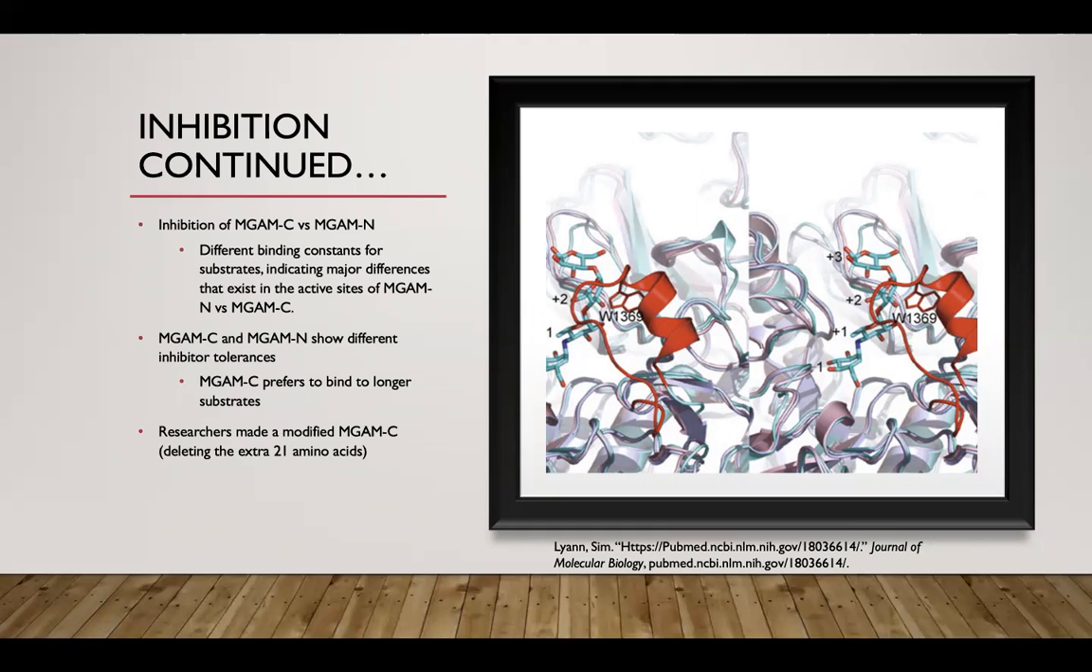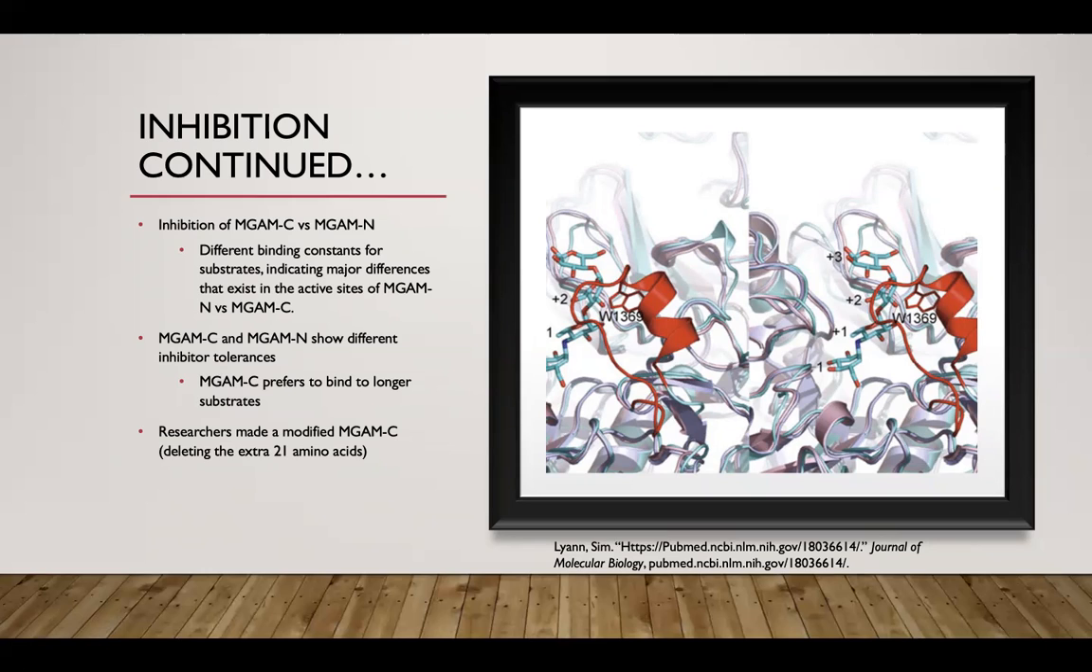In order to look more clearly at differences between the two subunits, they used an arquebus structure with 4 rings. From this, they were able to determine the arquebus with the 4 rings displayed much higher inhibitory activity against MGAMC than against MGAMN. This then suggested to researchers that MGAMC has a higher binding affinity for substrates that are longer than MGMN does.